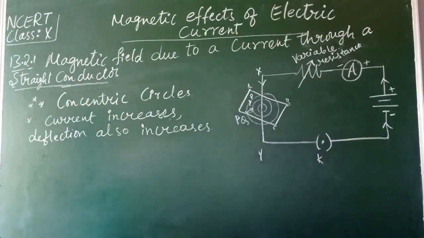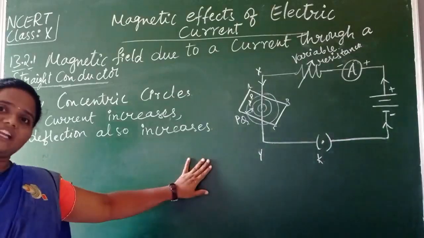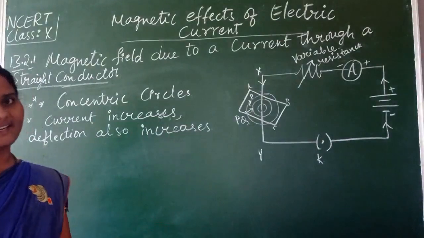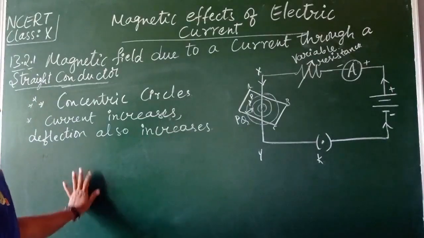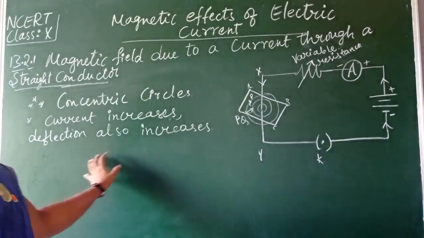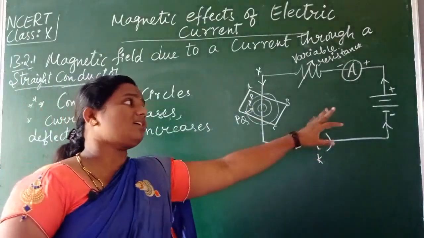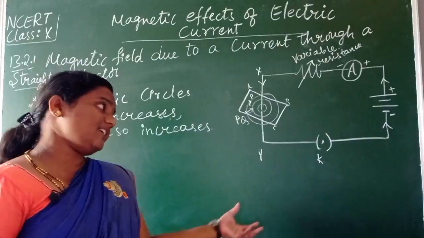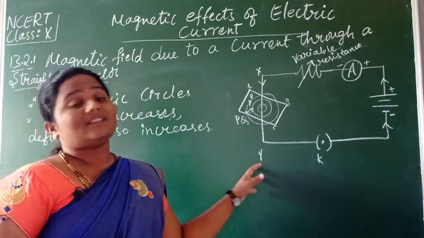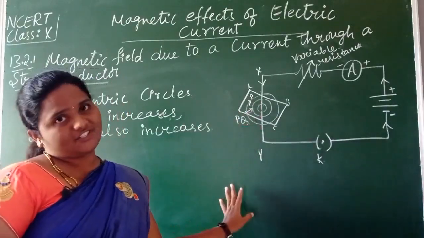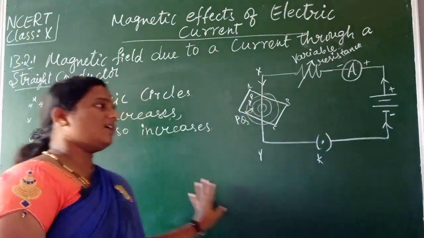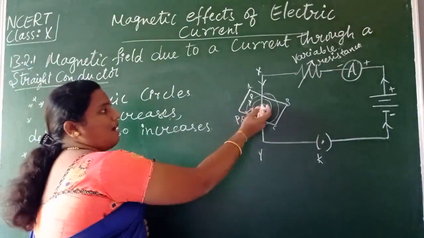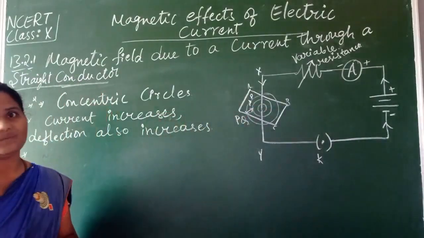In other words, we can say that the magnitude of the magnetic field increases with the increase in the flow of a current. Isn't it, children? Suppose if we reverse the connection, if we change the direction of the flow of current, then the deflection will also get reversed, children.